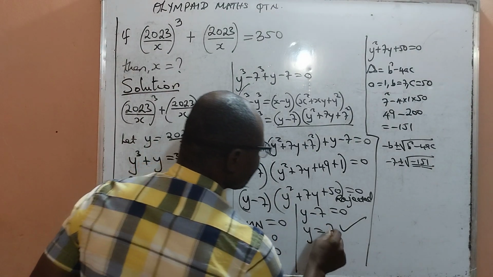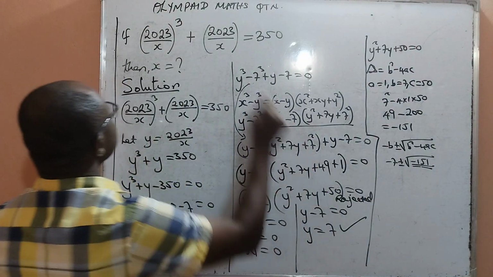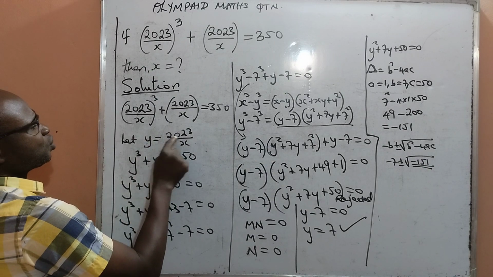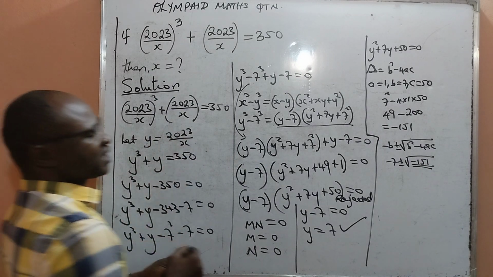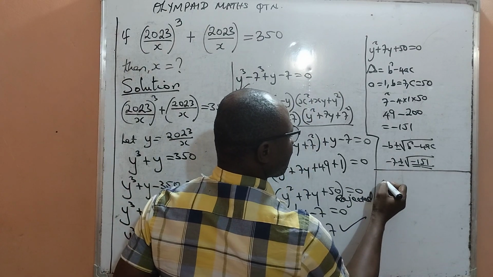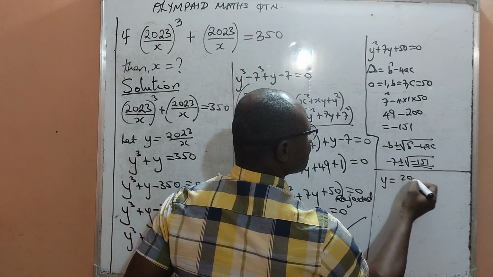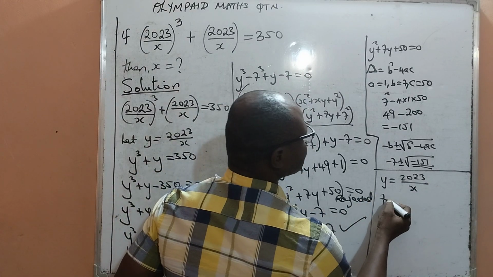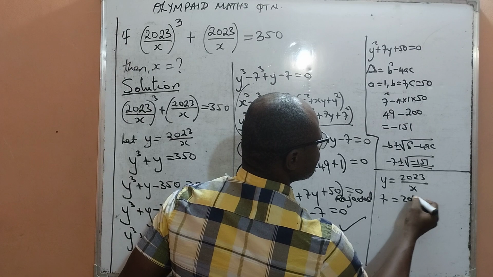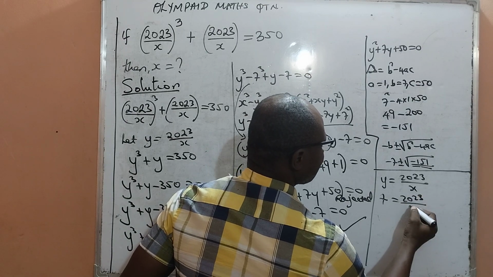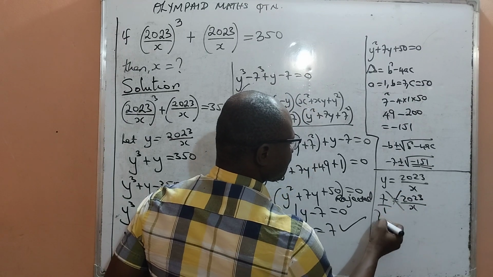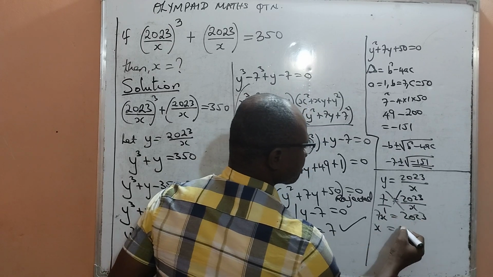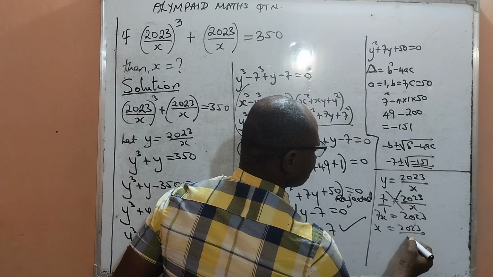Therefore, we now take this y equal to 7 into the original question where we say let y equal to 2023 all over x. I can now say from here I have y equal to 2023 all over x, and y here is now 7, equal to 2023 all over x. Then by cross multiplication, 7x is equal to 2023, making x equal to 2023 all over 7.